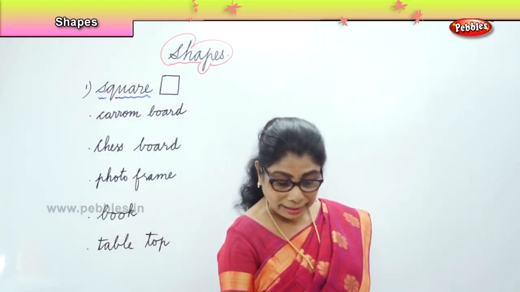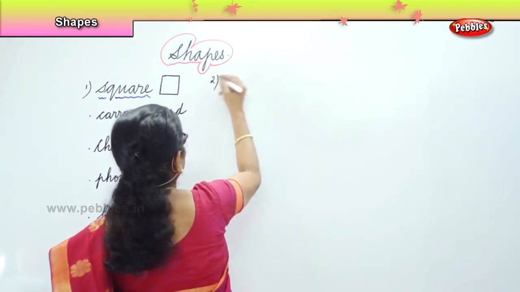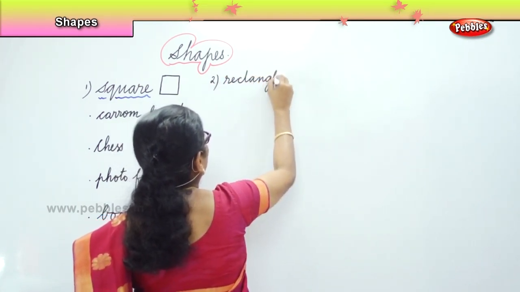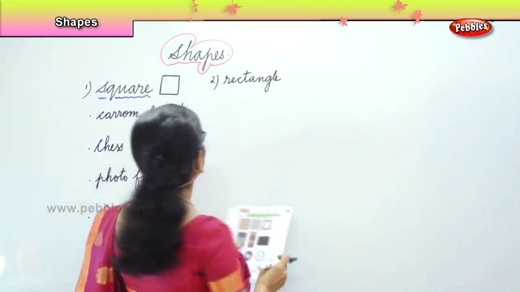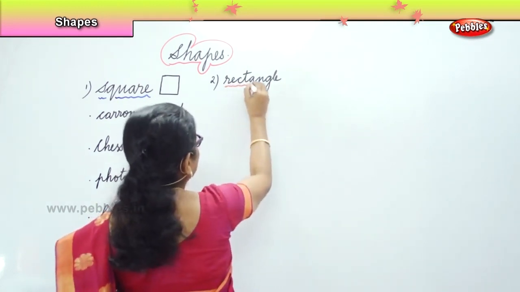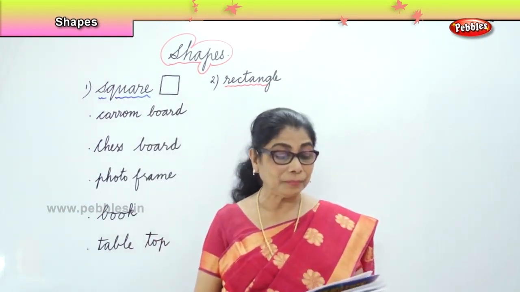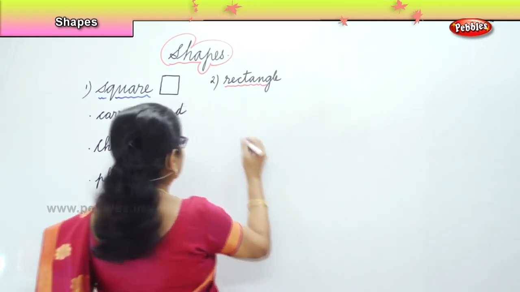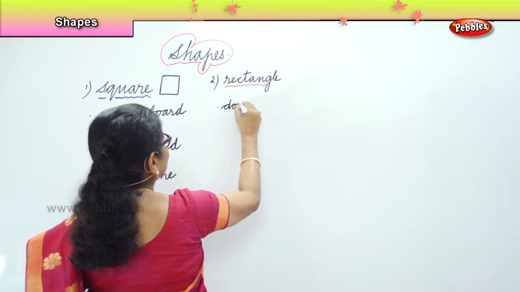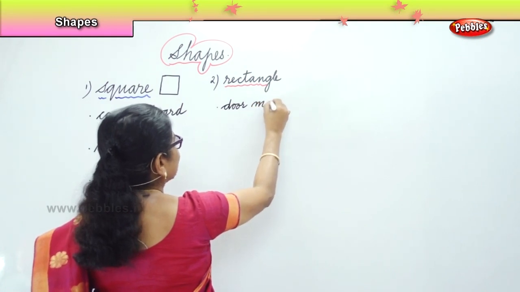Now let's look at another shape, rectangle. That's another shape. Look at all the things that are rectangle in shape. Let's look around the class, think of all the shapes that you have at home, and name them all if you can. Mat, your doormat. So one is your doormat. Doormat can be square also.